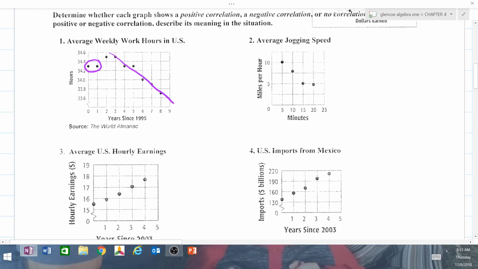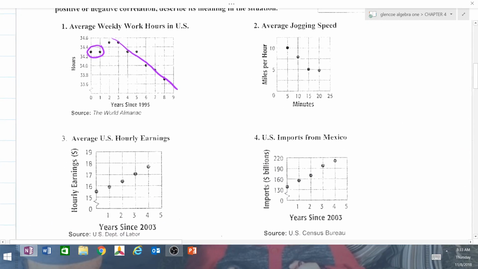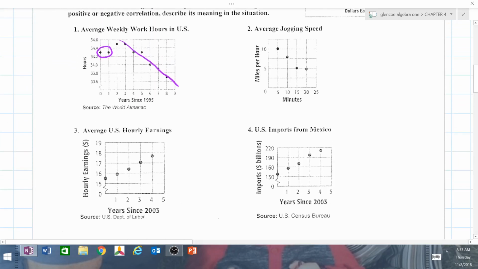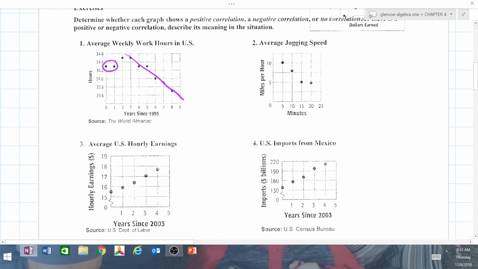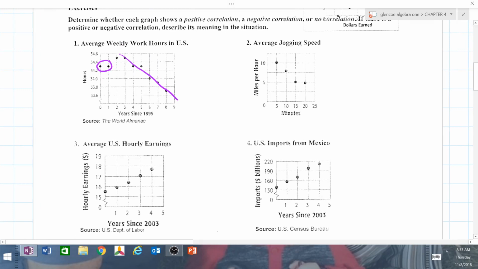So we're going to let you guys go ahead and do numbers 2, 3, and 4 right now.